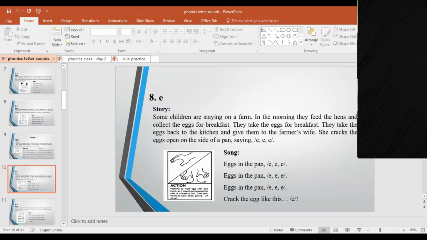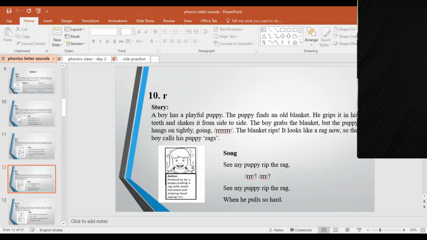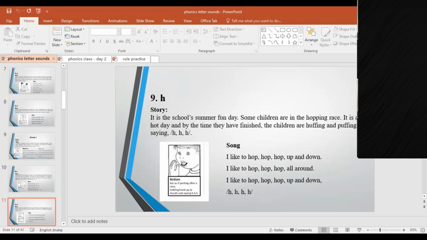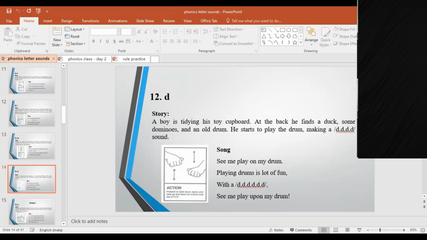Next one is letter E. E makes F, F, F. It's not A, it's F. Again, the sound comes from the throat. Next letter H. Next one is letter R. R makes R. Sound of R is R. Next letter M. M makes mm. Next one is letter D. D makes D, D, D.